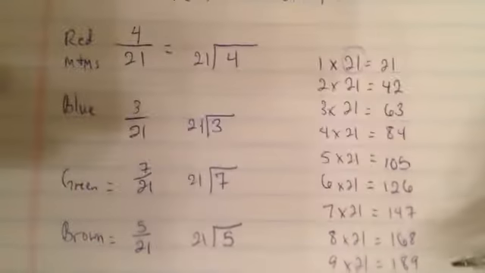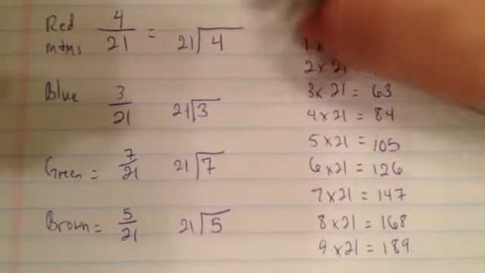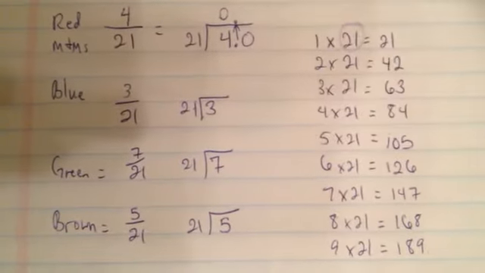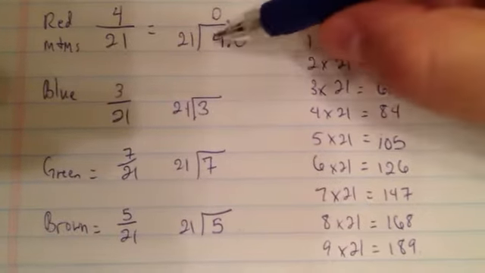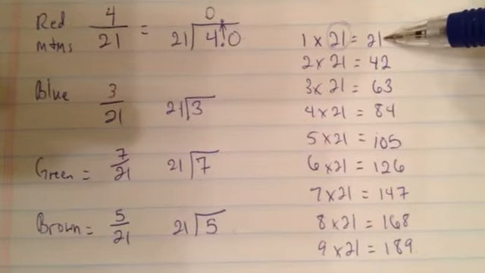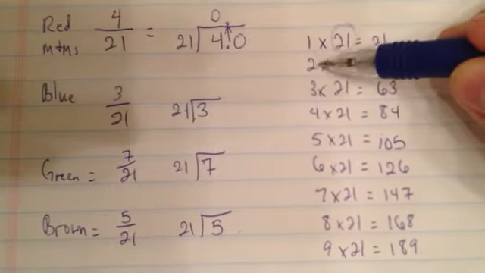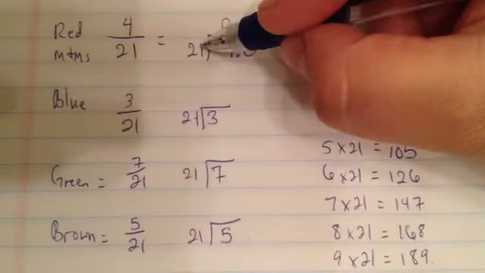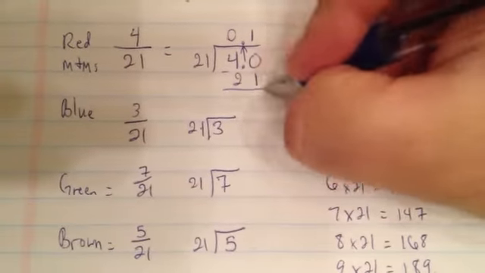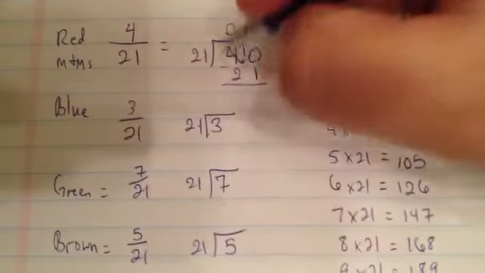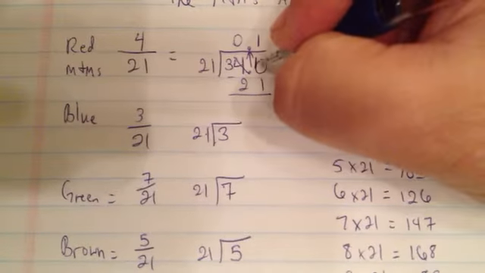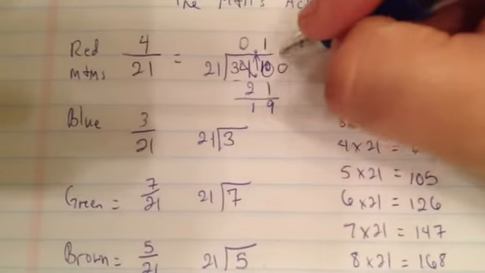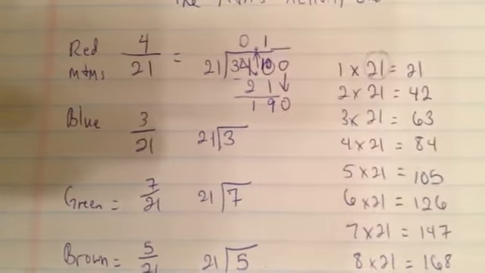So here it goes. 21 cannot go into 4, so I'm going to put a 0 up there, add my decimal and a 0, bring up my decimal, and then 21 goes into 40. Let's see, 21 is one time, but 42 is too much, so it's not going to be twice, it's going to be only once. So when I put a 1 up there, 1 times 21 gives me 21, and I have to regroup, so this becomes a 10. 10 minus 1 is 9, 3 minus 2 is 1. I have 19.